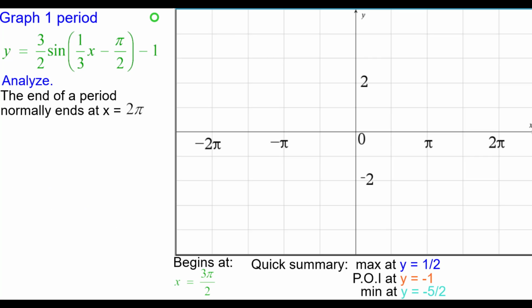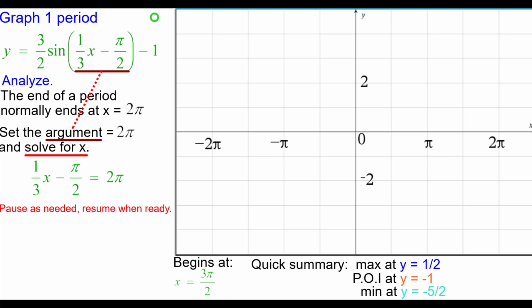The end of the period is normally at x equals 2 pi. So what I'm going to do is take that argument, that entire one, and set it equal to 2 pi and solve for x. We're going to ask you to do the same thing.